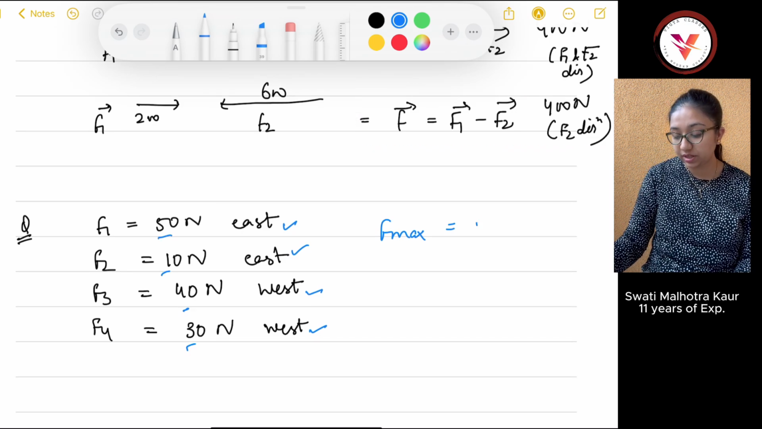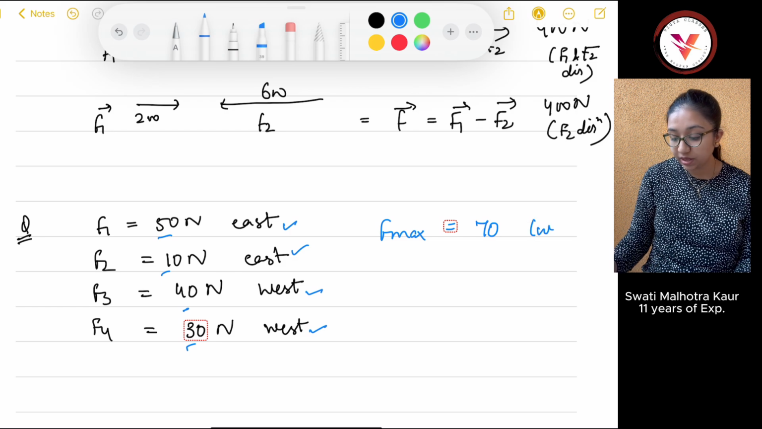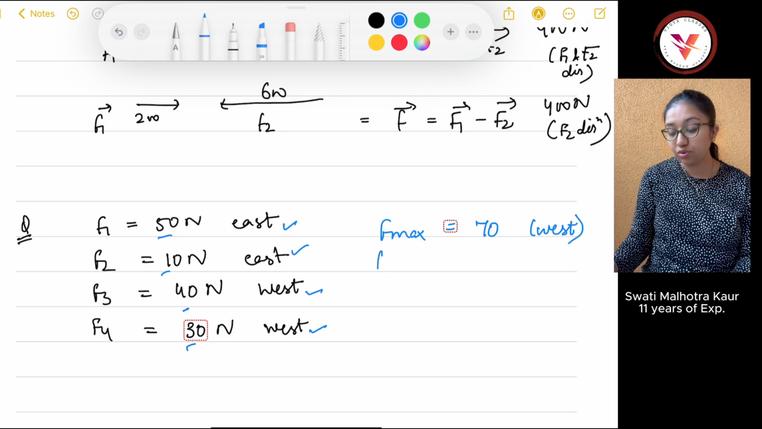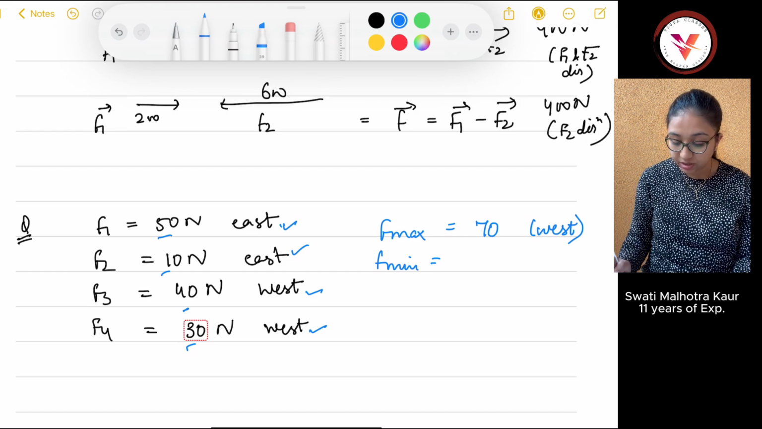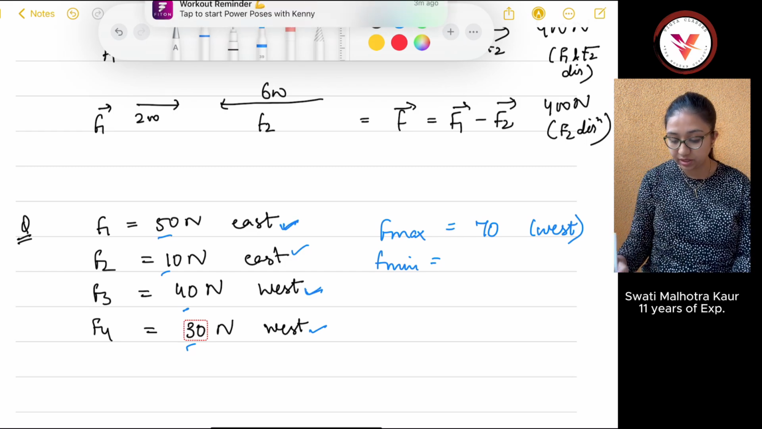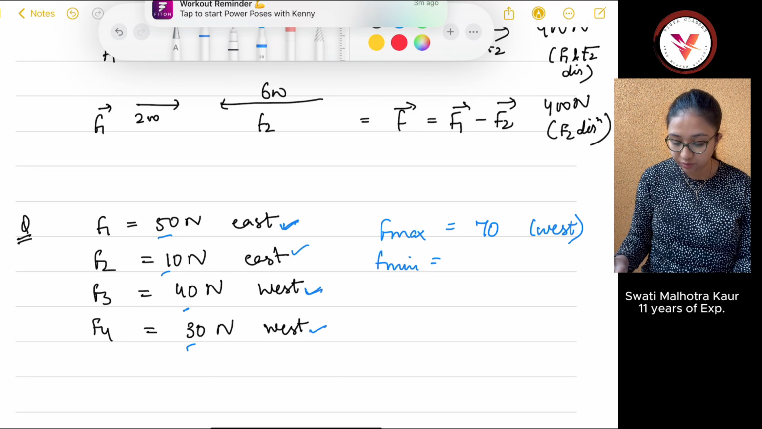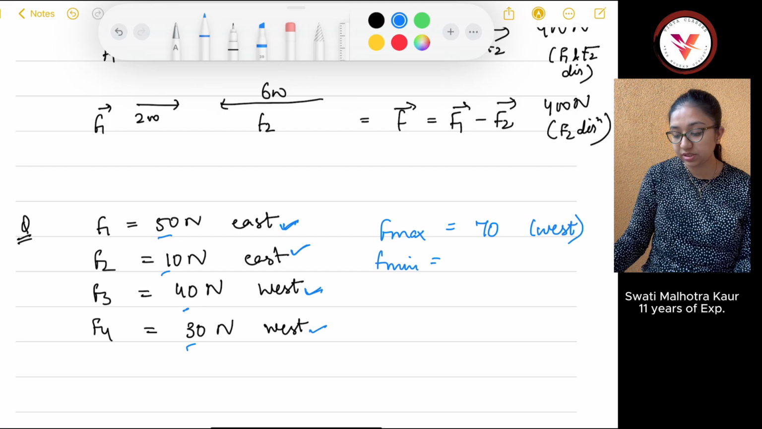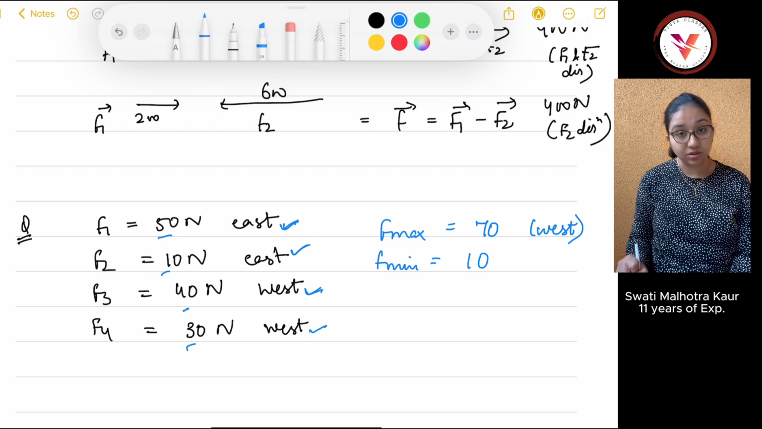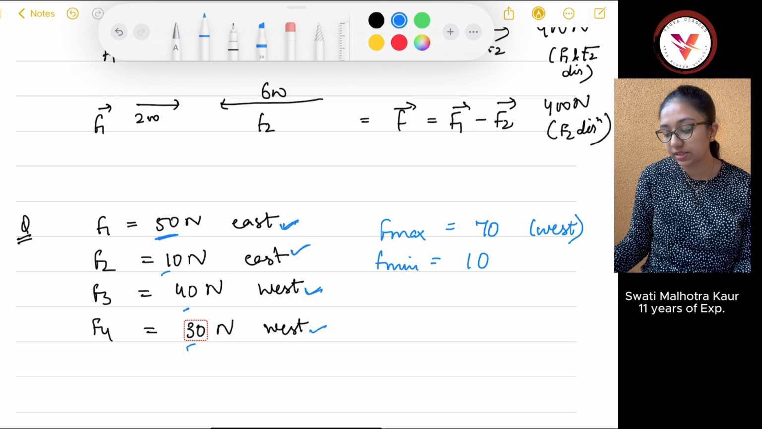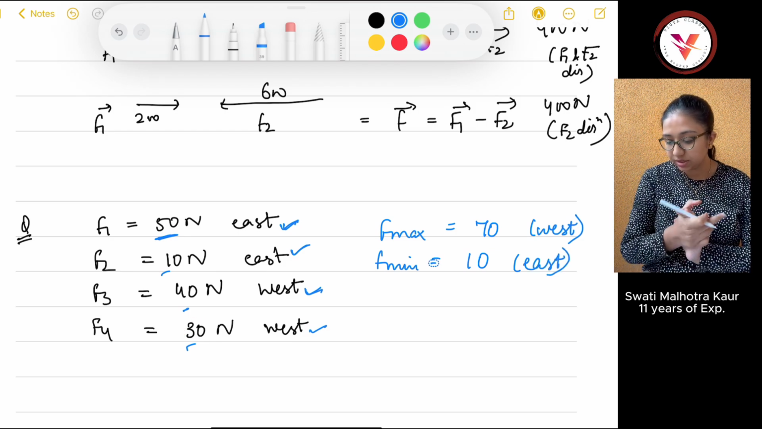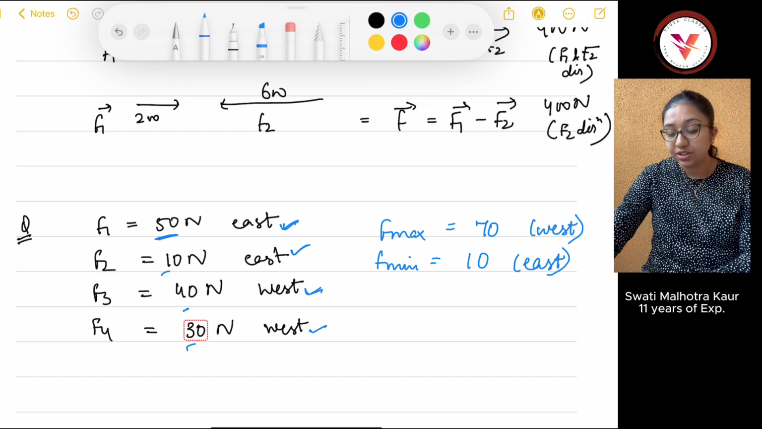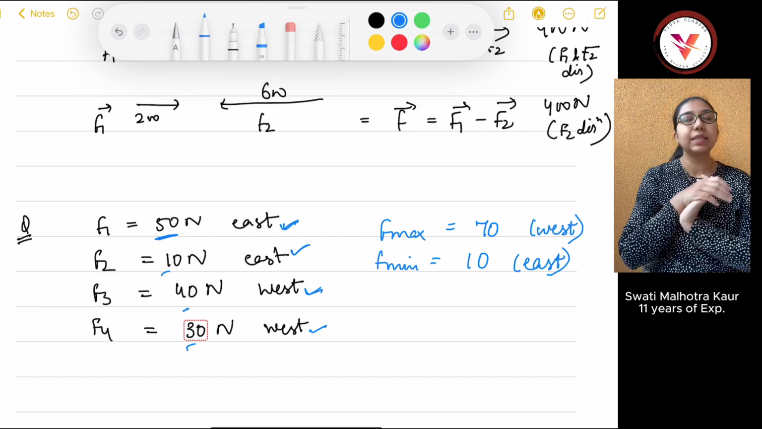So it is 70 along west. And if you have to calculate the minimum force, you have to take the opposite signs, east and west. So if you take the first and third, 50 minus 40 gives you 10, and if you take the second and fourth, then 10 and 30 gives you 20. So it is basically 50 minus 40, which is 10 Newton, and 50 is larger. Okay, so it is along the east side. So this is how you can plus and minus the things. So these are the addition, subtraction, some of the numericals.